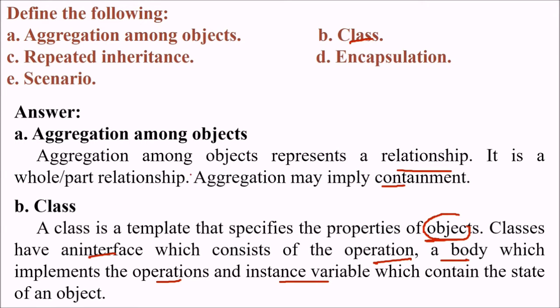So say we have a class, class A, and we can make an object of class A. This class has a body, and it has certain operations along with the instance variables that contain the state of the object.